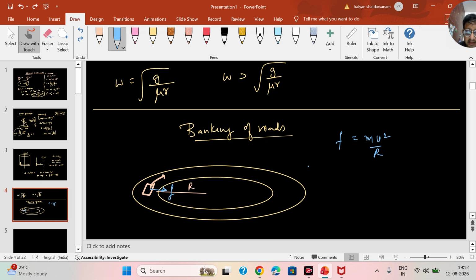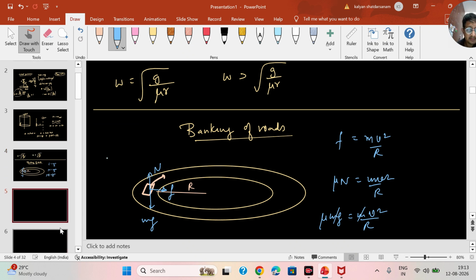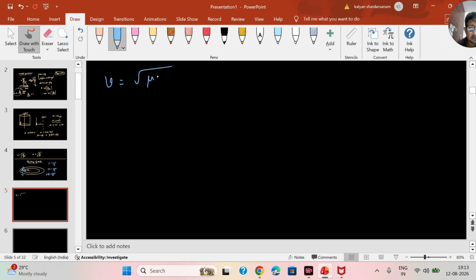But it cannot adjust forever. It can go up to mu N. So there comes a point where mu N is m v square by r, and N is mg there. Okay, and N is mg because vertically there is N and there is mg. These forces are balanced. So mu mg is m v square by r. So v is root of mu r g. When you are taking a turn at this speed, the friction has reached its limiting value.